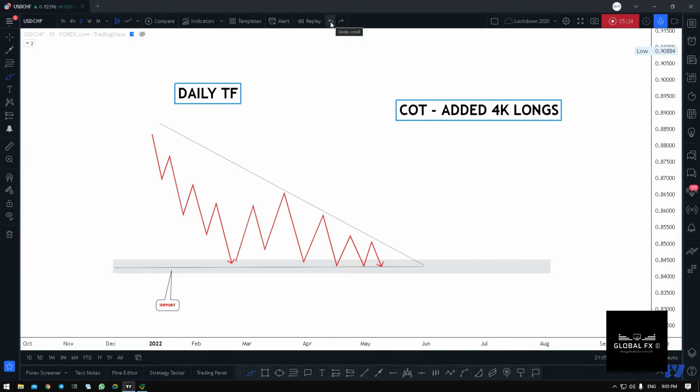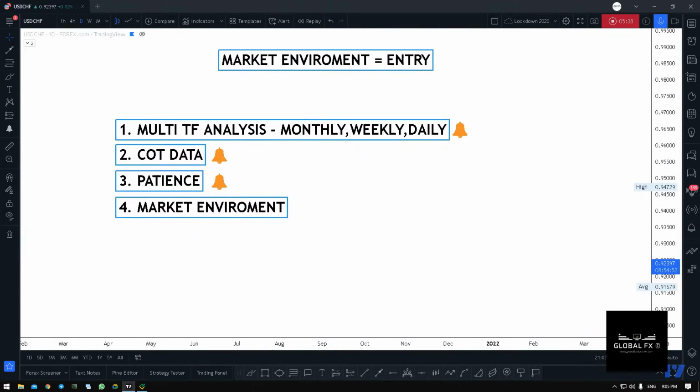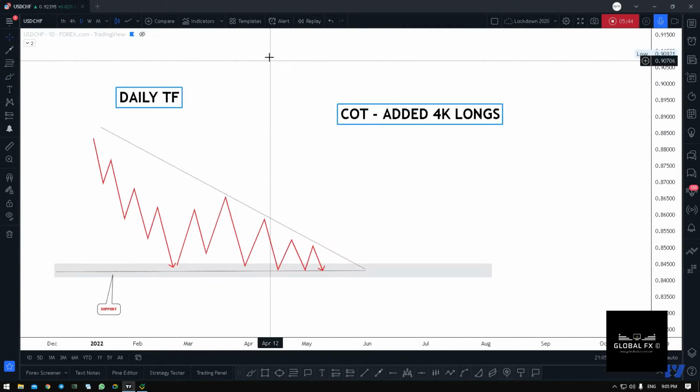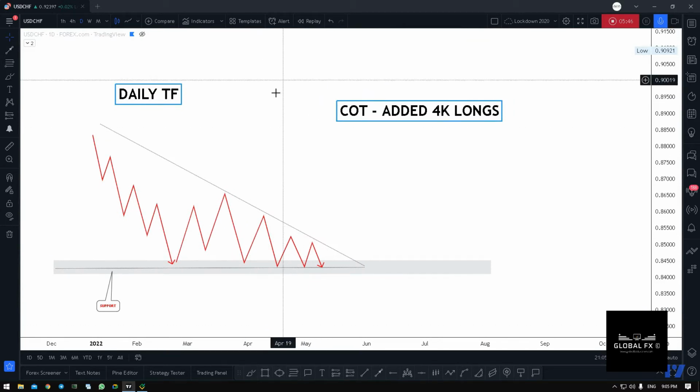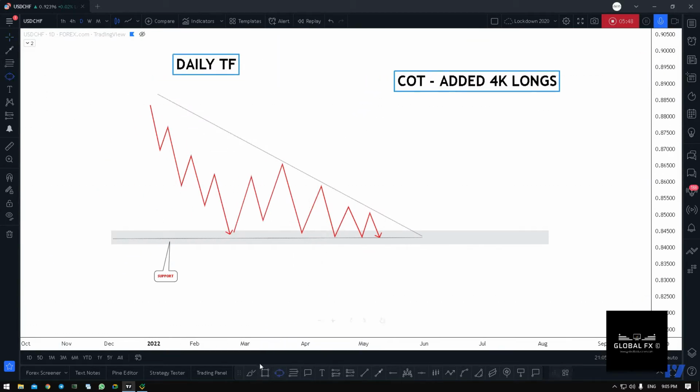So this is a very important concept. Like I said before, guys, you need to do this first, multi-time frame analysis, read the COT data. So a lot of traders would start to buy around here because they thought it's going to go up. It did go up a little bit, but it's not the move that we are looking for.